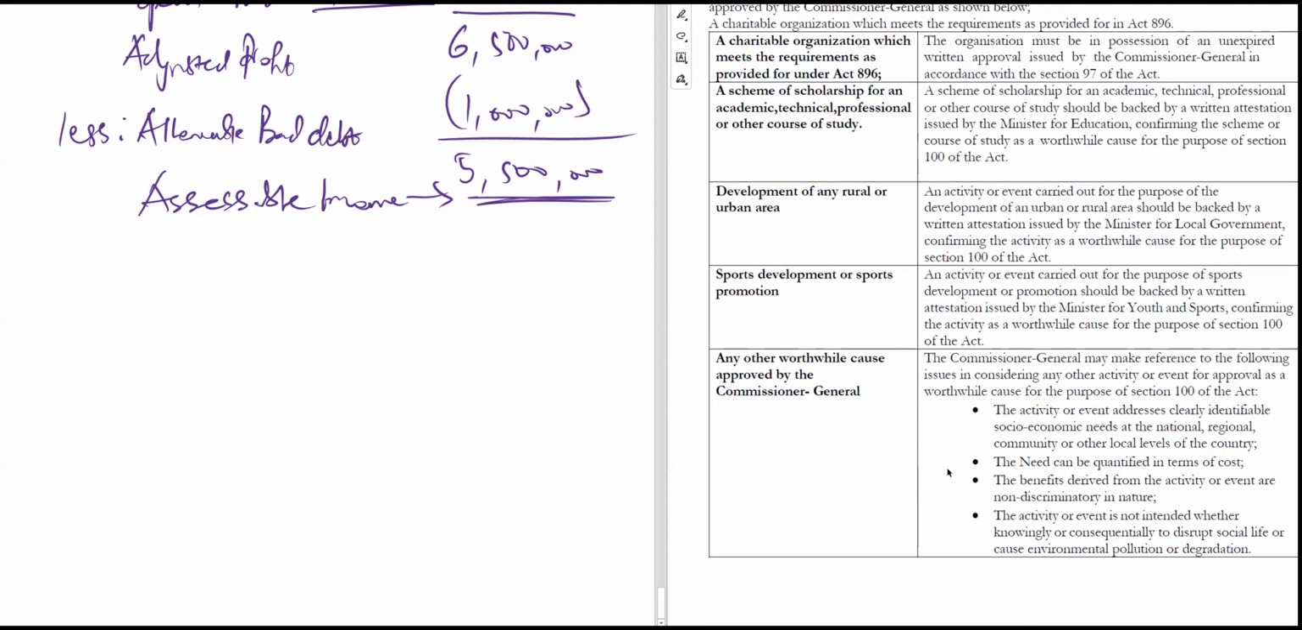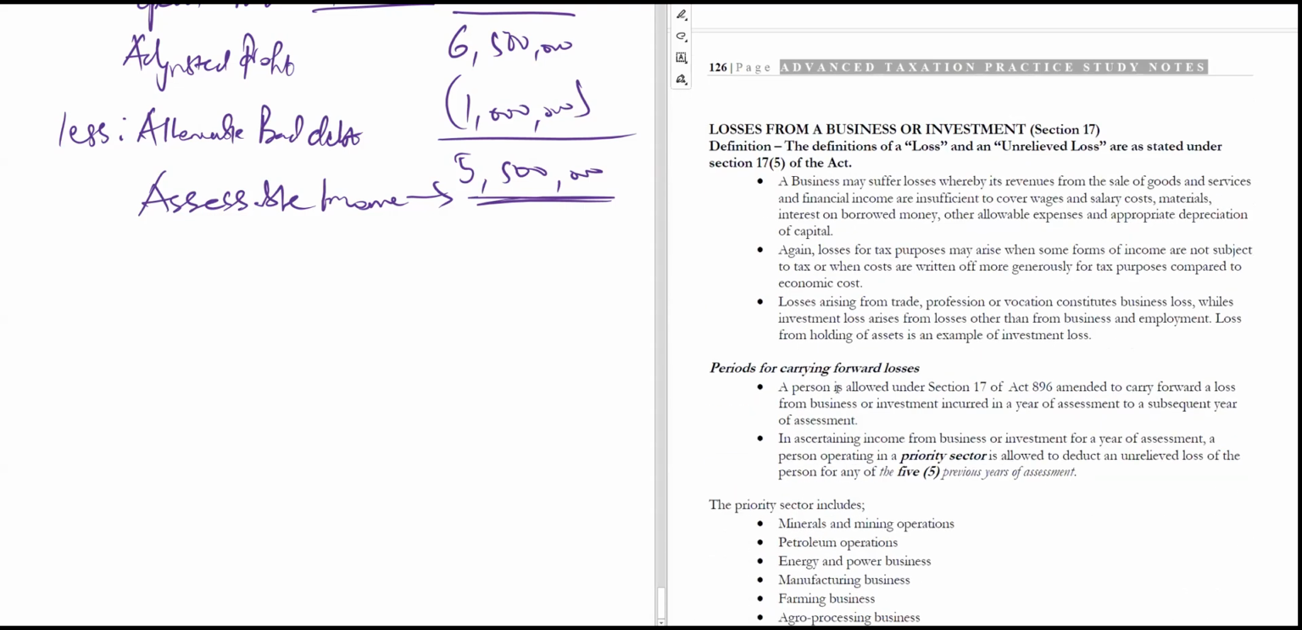So if the activity or event addresses clearly identifiable socio-economic needs at the national, regional, community, or other local levels of the country, it can be quantified in terms of cost. The benefits derived from the activity or event are non-discriminatory in nature. Everybody enjoys from it. You build a KVIP and only 2 people enjoy it. It is not what? A charitable donation. It's not a worthwhile cost. Or the activity or event is not intended, whether knowingly or consequentially, to disrupt social life or cause environmental pollution or degradation. So if you do anything that is of a worthwhile cost, that donation shall be allowed as a deduction.